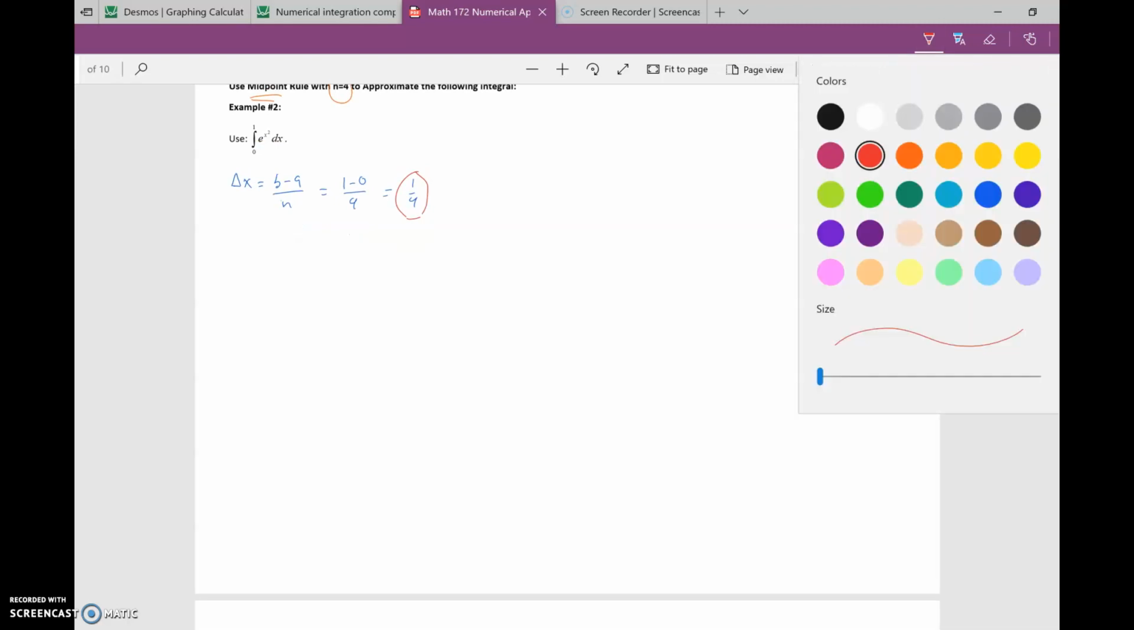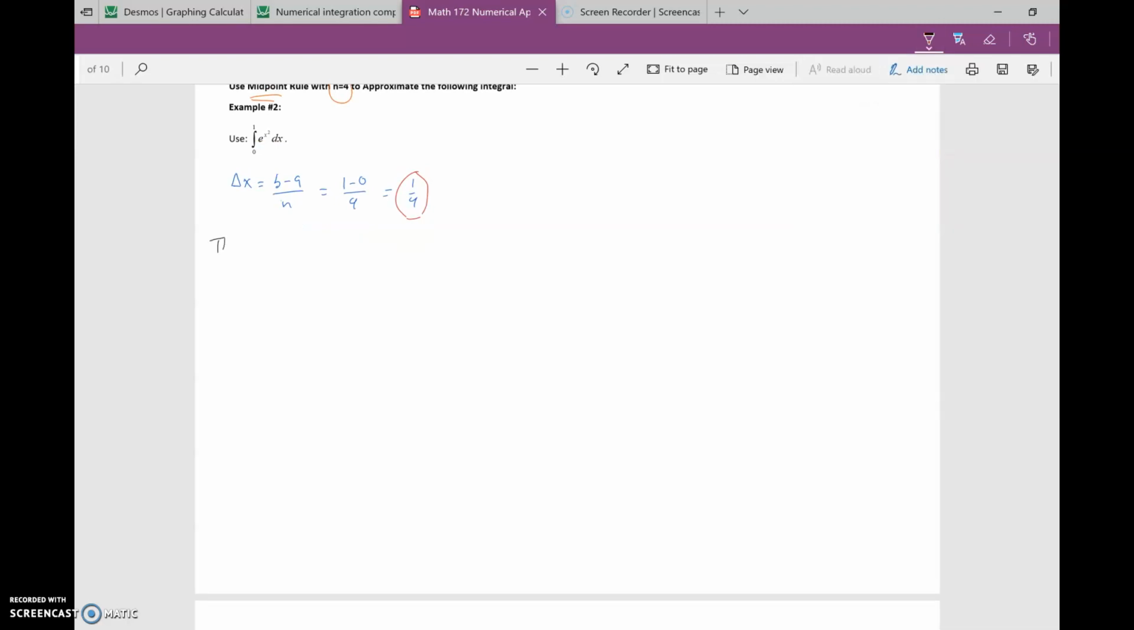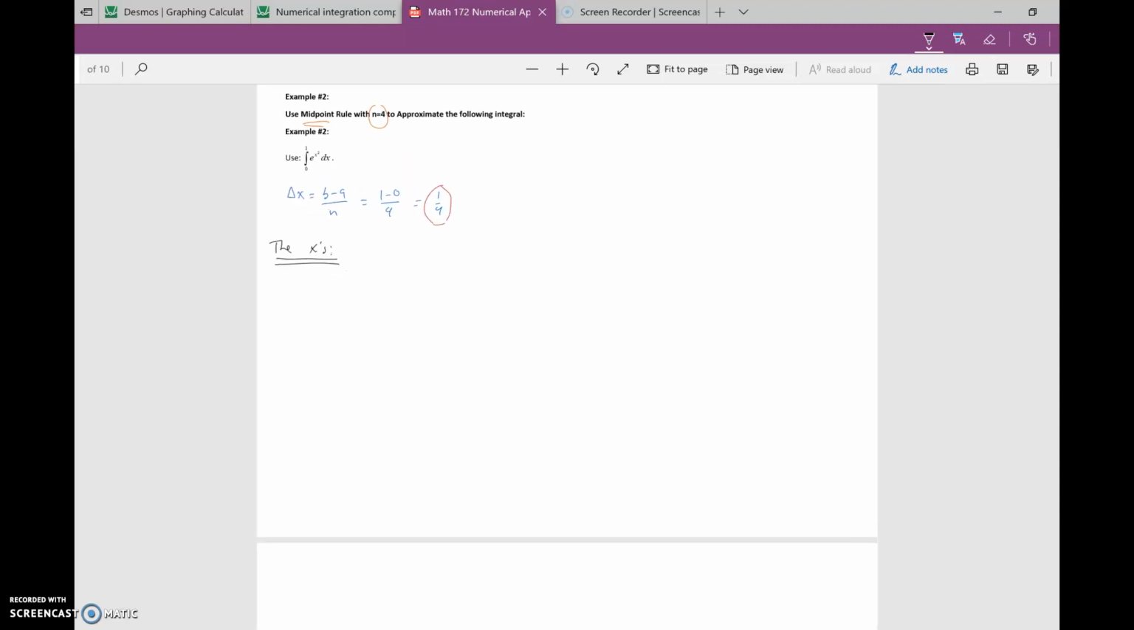Then the x's are going to be found as follows. Now, these are the x's. These are not the midpoints that we're going to be using. It's the same pattern that we did on the previous one. You would start at x of 0, which is equal to the lower bound, which is 0. Then you're going to have x of 1, which is equal to 0 plus 1 delta x, which is 0 plus 1 times a fourth, which is going to be 1/4. So it's the same pattern so far, but these are not the x's that we're evaluating.